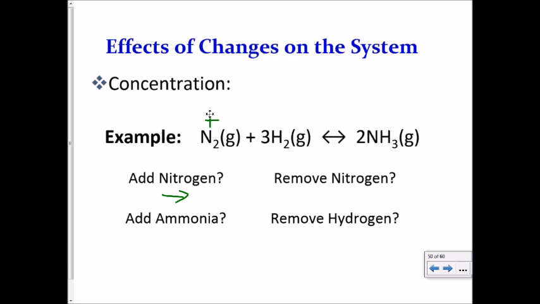If you add ammonia, so this time we would be adding here, which way is it going to move? Going to shift or proceed towards the reactants. If I remove nitrogen, so in this case I'm going to be removing it, taking it away, it's going to want to make more nitrogen, so it's going to shift or proceed towards the reactants. If I remove hydrogen, it's also going to want to make more hydrogen, so therefore proceed towards the reactants. So this is a very simple Le Chatelier type problem.